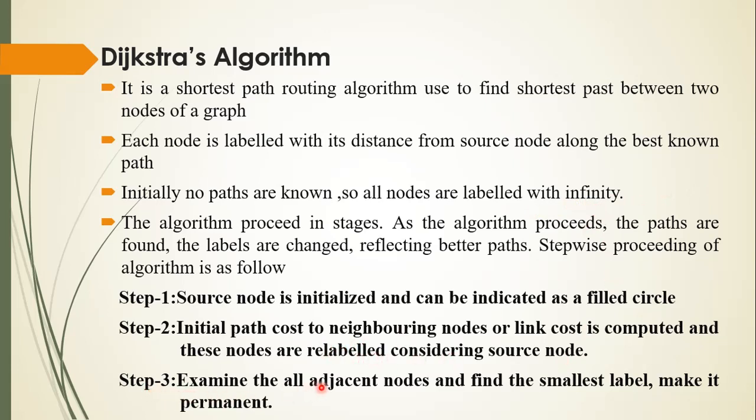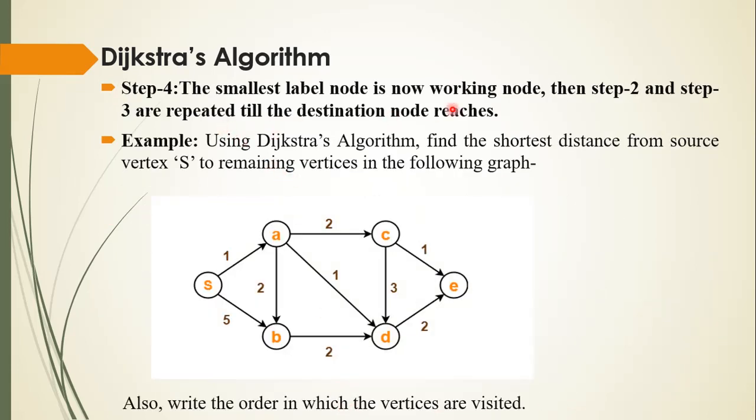Step 3, examine all the adjacent nodes and find the smallest label, and make it permanent. So we have to find the smallest label over here. And step 4, the smallest label node is now the working node. Then step 2 and step 3 are repeated till the destination node is reached. These 4 steps I will explain using an example.